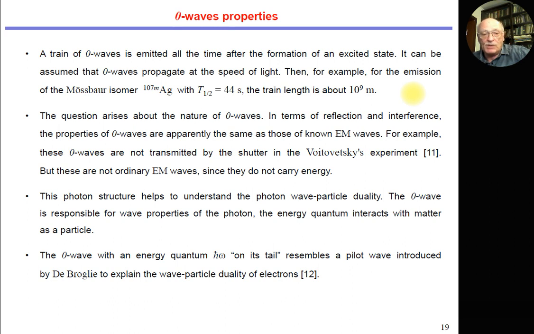This photon structure helps to understand the photon wave-particle duality. The zero wave is responsible for the wave properties of the photon. The energy quantum interacts with matter as a particle. The zero wave with an energy quantum ħω on its tail resembles a pilot wave introduced by de Broglie to explain the wave-particle duality of electrons.